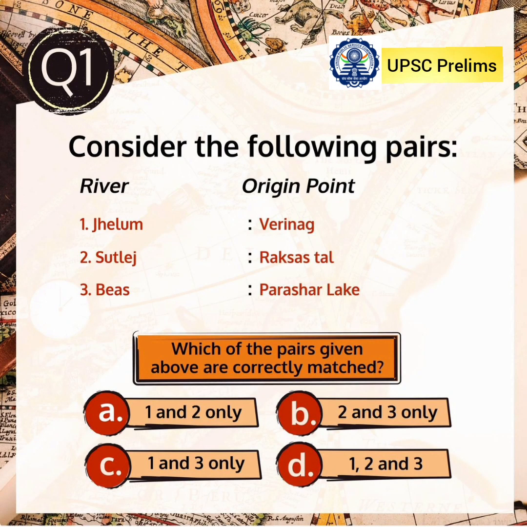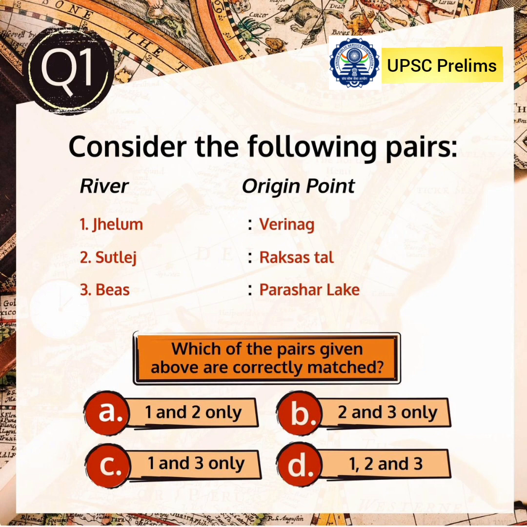First question. Consider the following pairs. Here, river name and its origin point were given and they are asking for correctly matched pair. Here, rivers are Jhelum, Satluj and Beas. For Jhelum, origin point in the question is Verinag, and for Satluj, it is Raksas Tal, and for Beas, it is Parashar Lake. For this question, correct answer is 1 and 2 only.